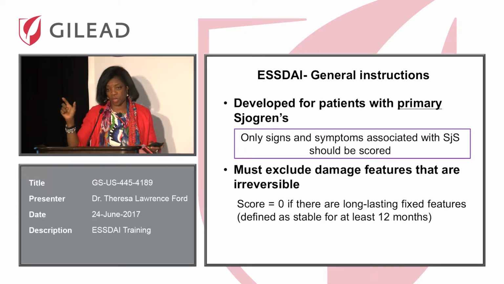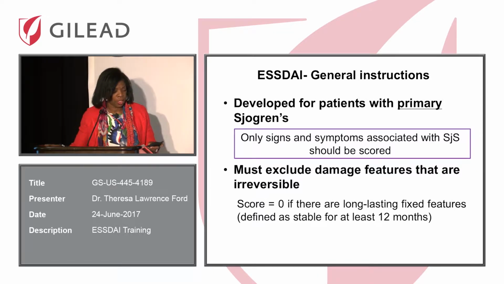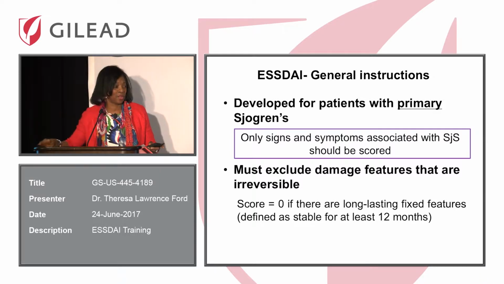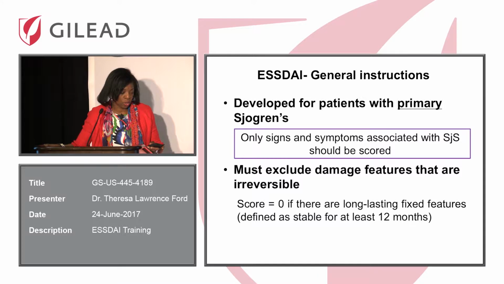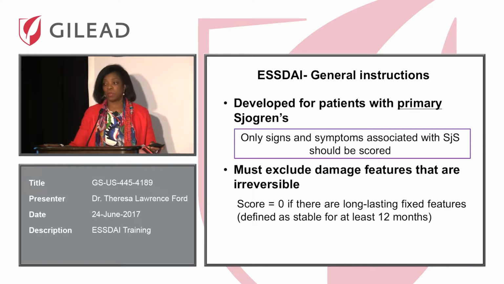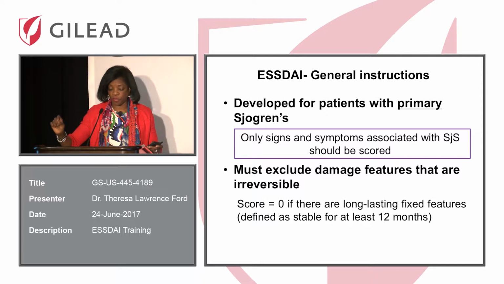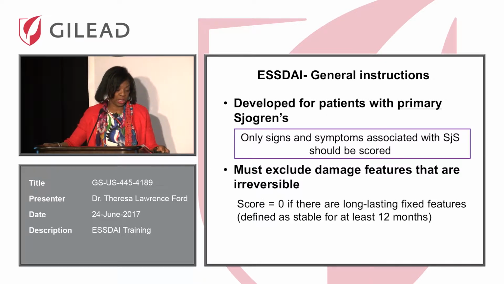We'll go through exactly what Professor Sarar had in her paper in describing the ESSDAI. And we'll be using the one with the most current revisions because the pathogenesis is changing and there have to be adaptations to that. So again, patients with primary Sjogren's and only signs and symptoms associated with Sjogren's syndrome should be scored. We have to exclude damage that are irreversible because we can't treat them and change them. A score of 0 is given if the abnormality is long-lasting and the features are fixed and it's been stable for a period of at least 12 months.